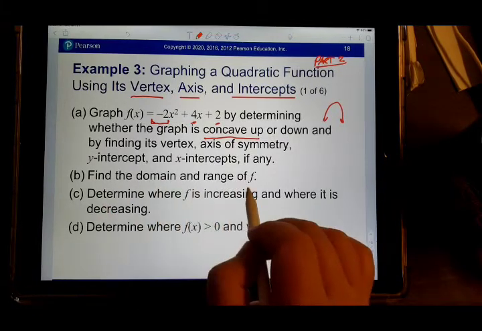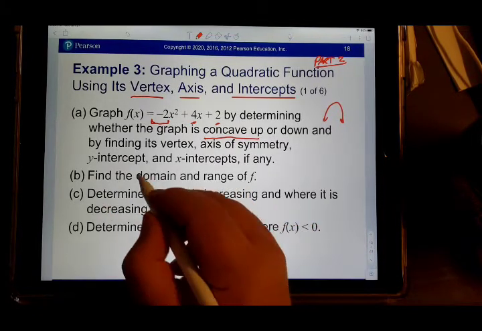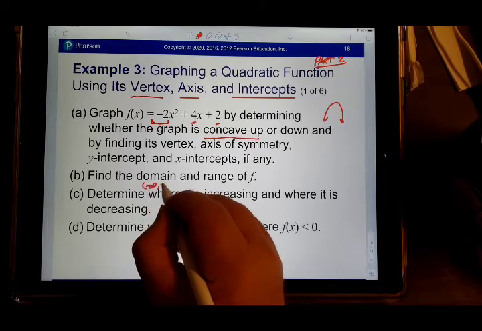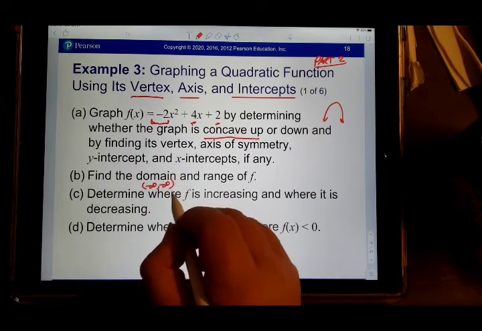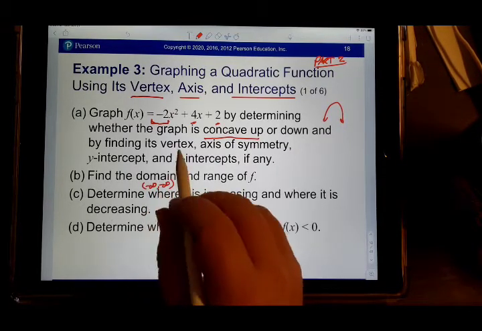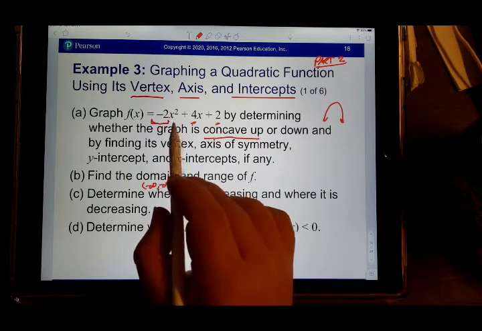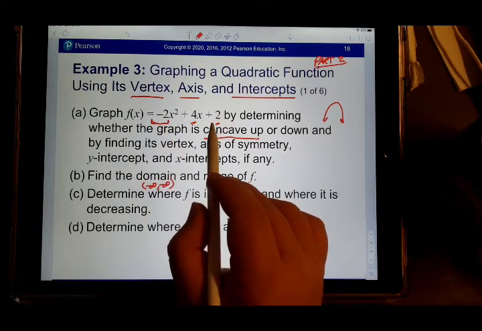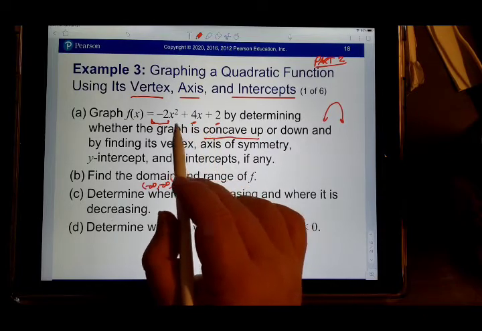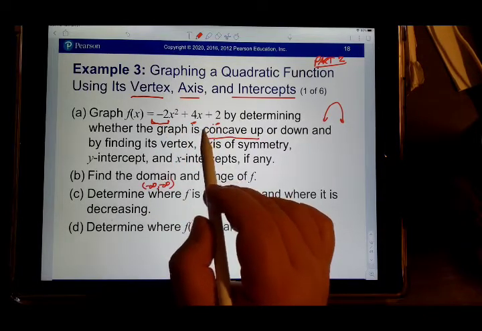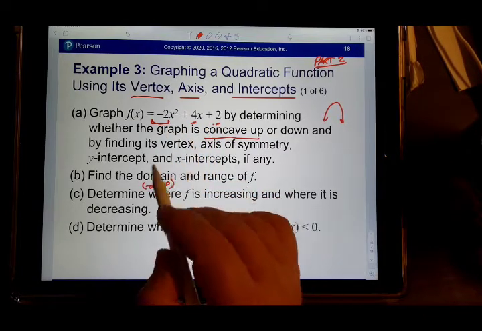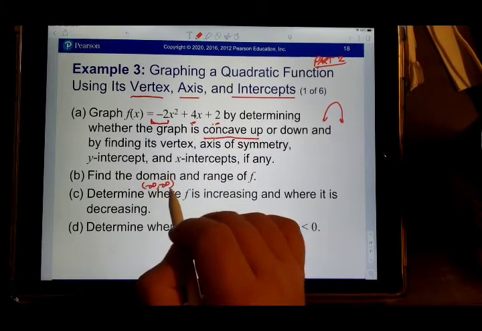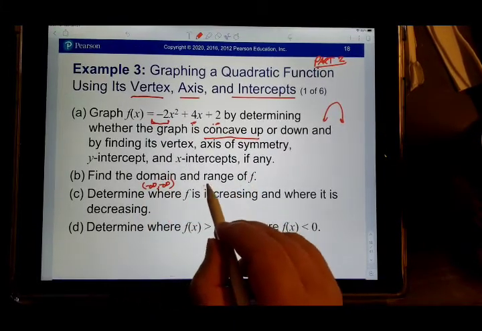Let's find the domain and range. Well, the domain is going to be -infinity to infinity. The domain is the x values, so it's the numbers I can put in here. I can put any number into a polynomial and it won't give me an error in a calculator, so this is our way of saying any real number. We will need to find the range.